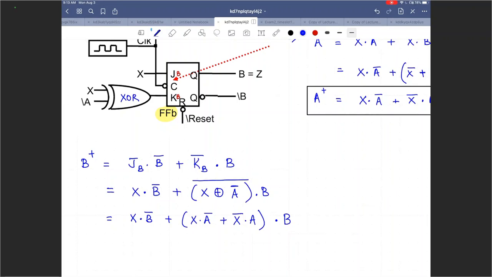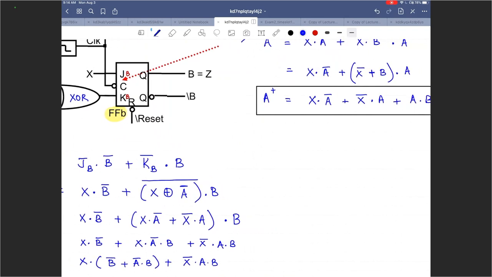So there was an exclusive NOR and I changed it to exclusive OR between X and A complement. Let's keep going here. What do we have? X and B complement, or X and A complement and B, or X complement and A and B. What can I do with this? All right, the first two terms, I think I can pull out an X. I get B complement or A complement and B, or X complement A, B.